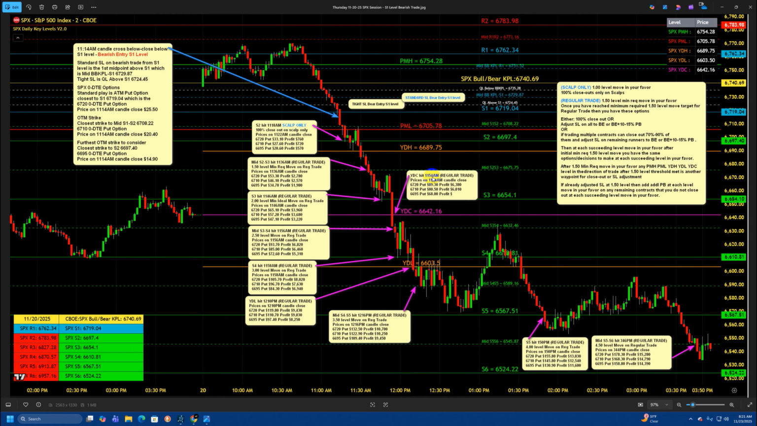Next, we have the 11:54 a.m. candle. That hits YDC. Now, this YDC level is occurring after the 1.5 level move, so that is why it's now an additional decision-making waypoint. Prices on the candle close, as you can see, are more in your favor on this particular hit. 67.20 put, now 89.30. That's a profit of $6,380 per option. 67.10, 80.50, profit $6,010 per option.